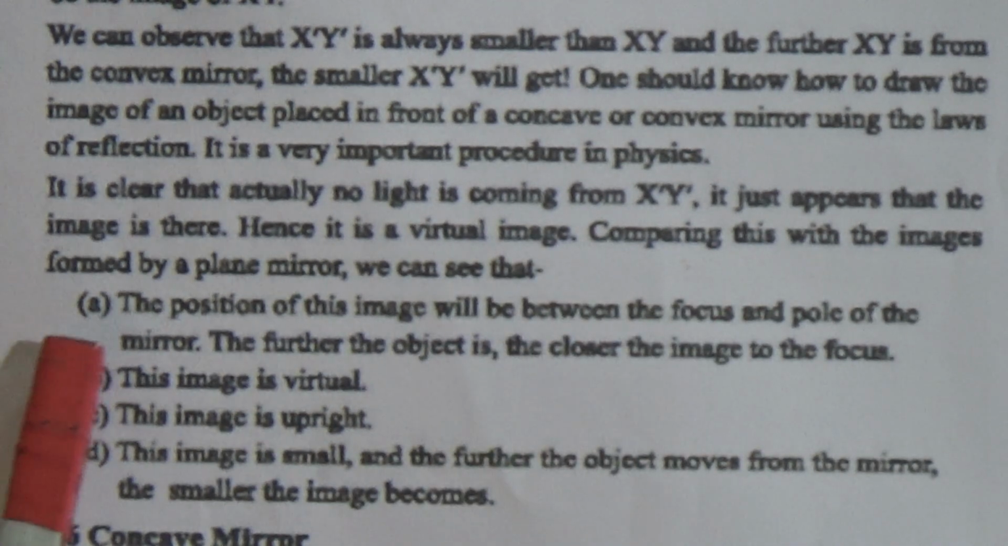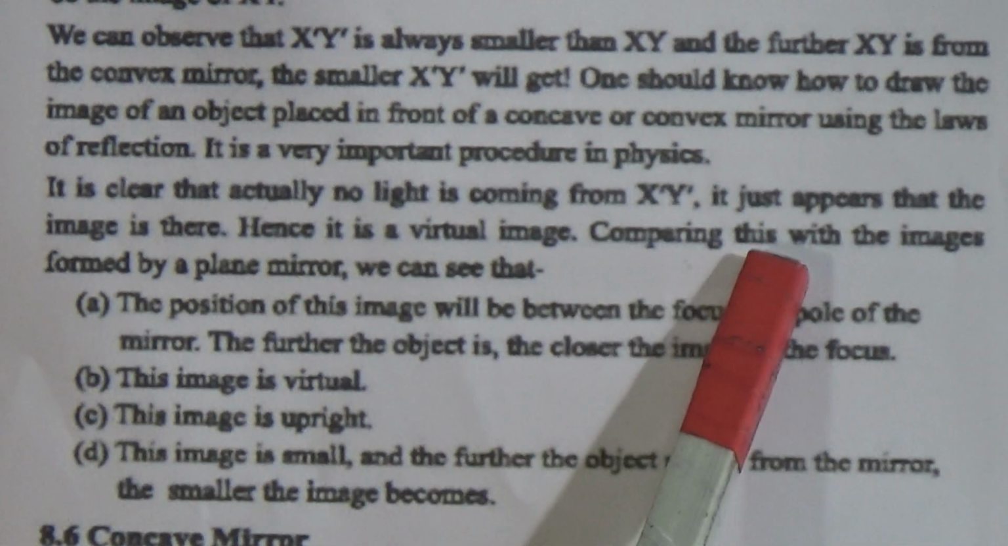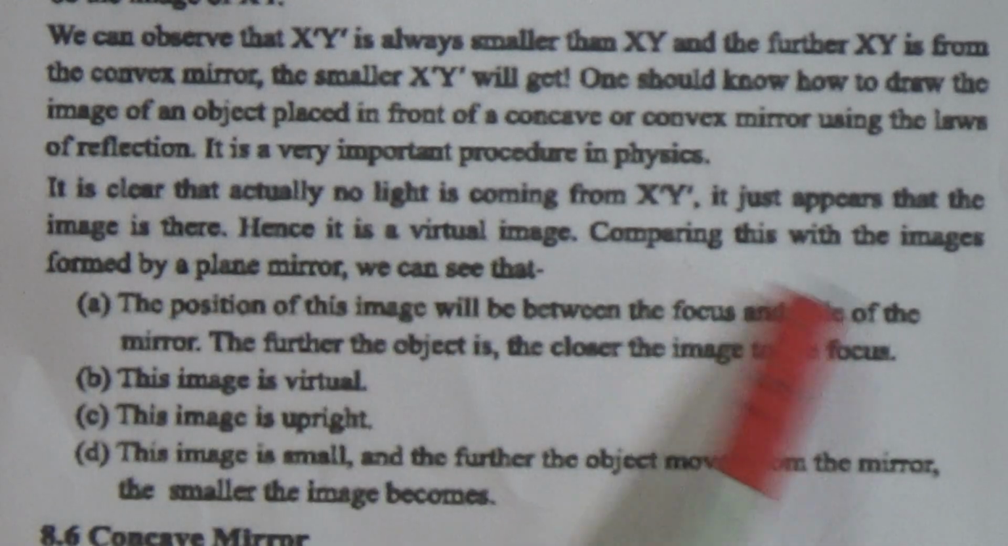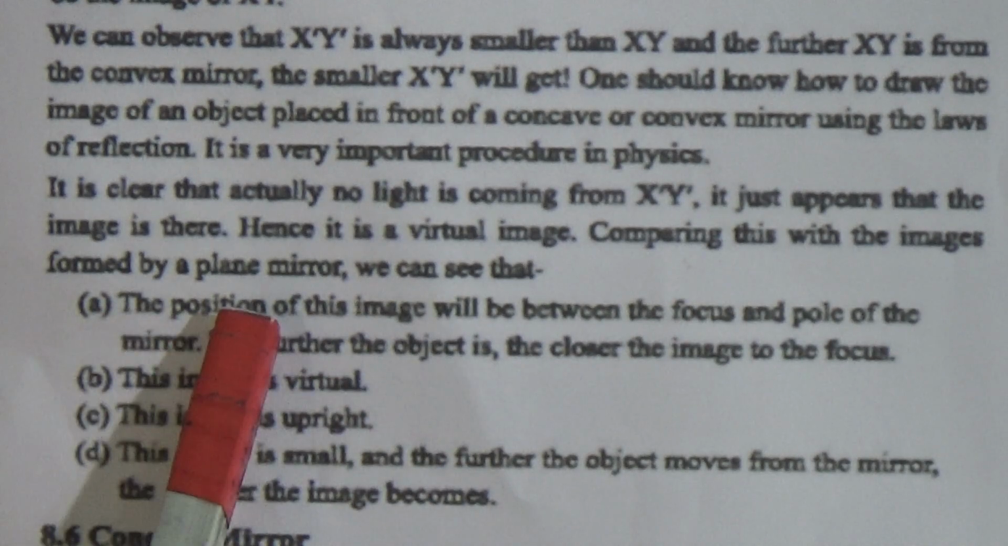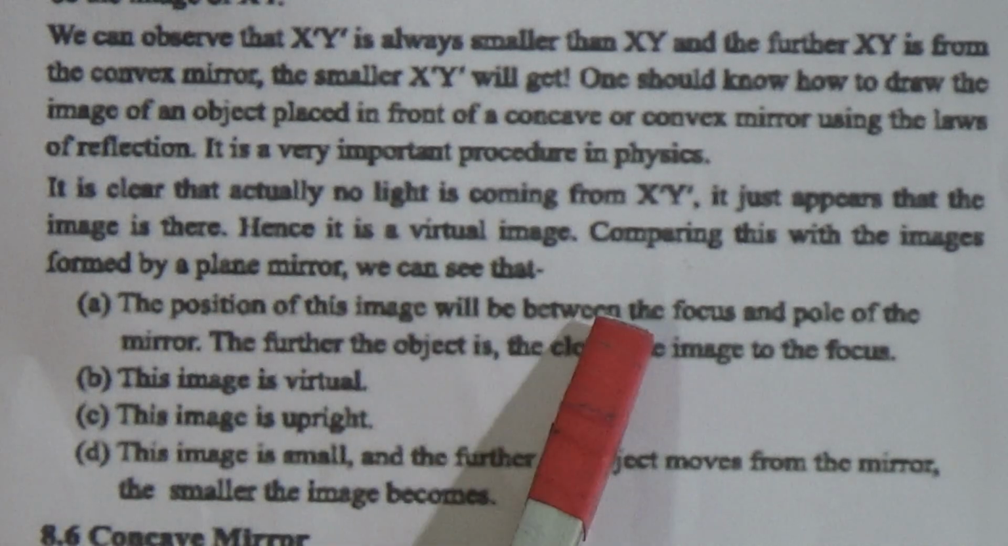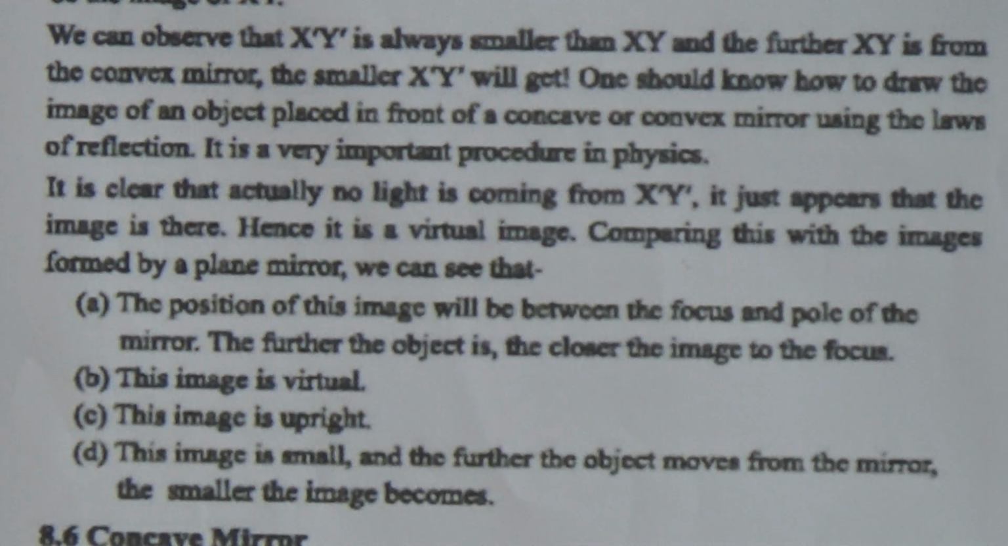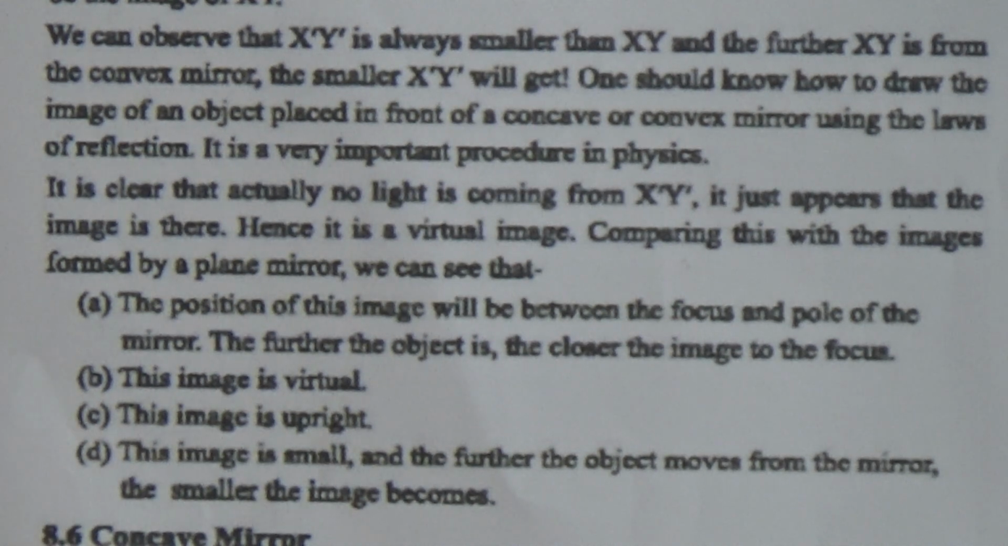Okay. So, comparing this with the image formed by a plane mirror, we can see that, number A, the position of this image will be between the focus and the pole of the mirror, and the further the object is, the closer the image to the focus. Number B, the image is virtual, number C, this image is upright, and number D, the image is small. Okay. Now, we will discuss the concave mirror.